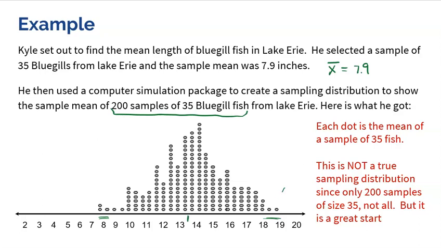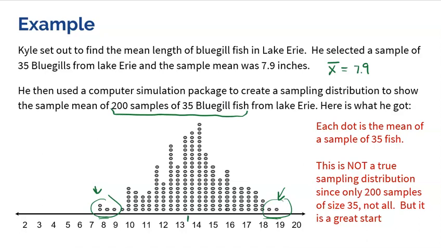What could cause a really high sample? Well, if you get one really big bluegill fish in your sample, then it's going to throw off that one sample to look higher. Same thing down here, right? What could cause a really low sample? Maybe you get one teeny tiny bluegill fish, a little baby fish, and that causes your whole sample to, on average, be smaller. But those samples were very few and far between. Not a whole lot of those samples. Most samples were right around 13, 14 inches on average, okay? So each dot is the mean of a sample. Now, again, this is not a true sampling distribution, but it's a really good start. Because remember, a true sampling distribution shows all possible samples.